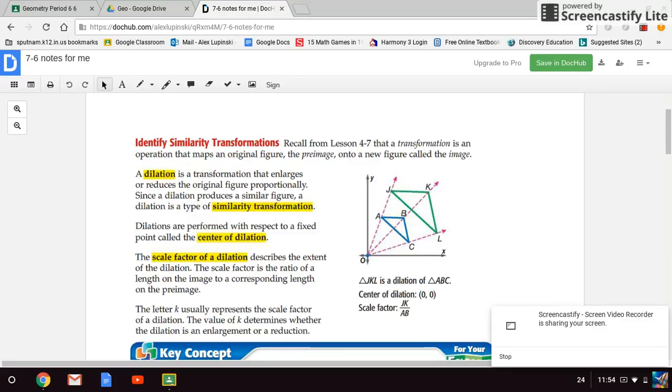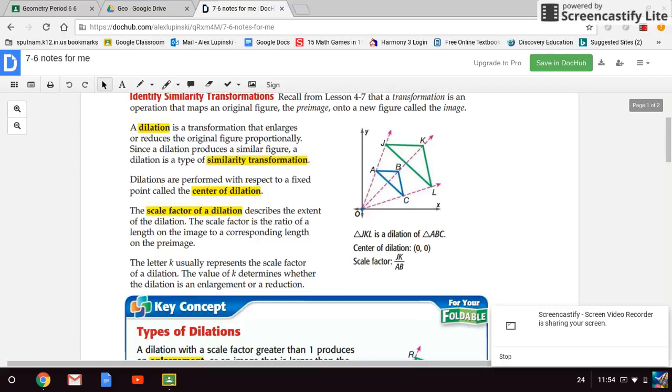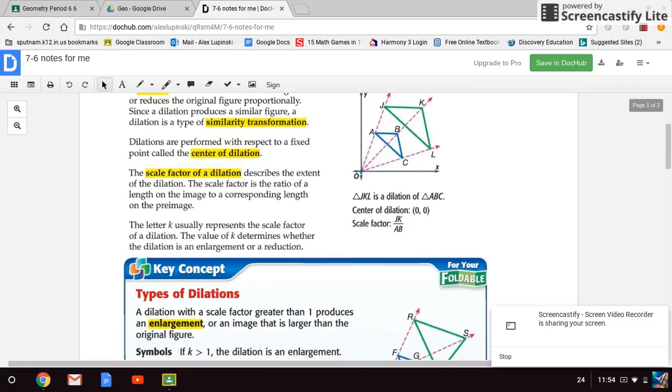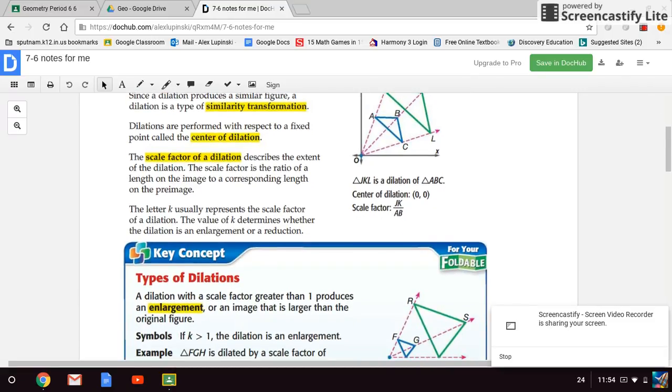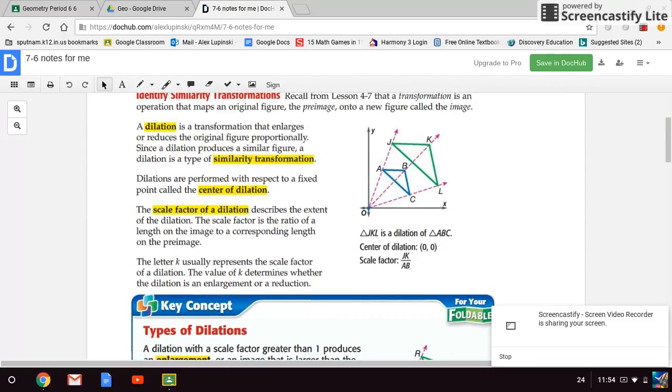So we have identifying similar transformations 7-6. A dilation that enlarges or reduces the original figure proportionally is a dilation. So a dilation isn't just when it gets smaller, it's also when the picture gets larger. A dilation is a type of similarity transformation, meaning that it's still a similar shape. So it's basically the stuff we've been dealing with. Dilations are performed with respect to a fixed point called the center of dilation. And the scale factor of a dilation describes the extent of the dilation. So we're still dealing with scale factors. We'll get to how to do those in a little bit.